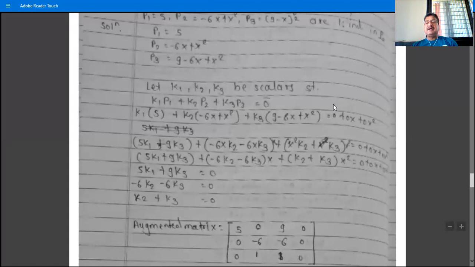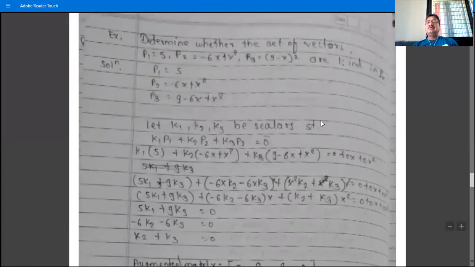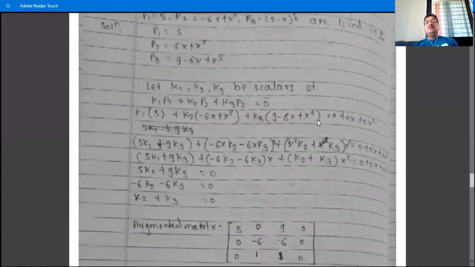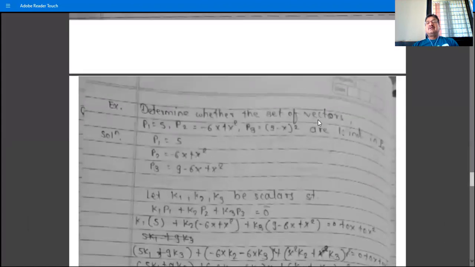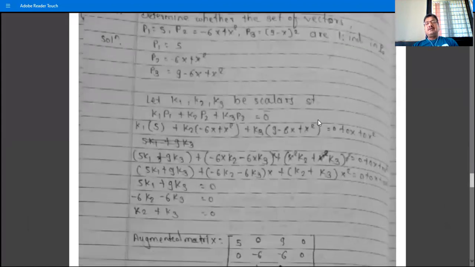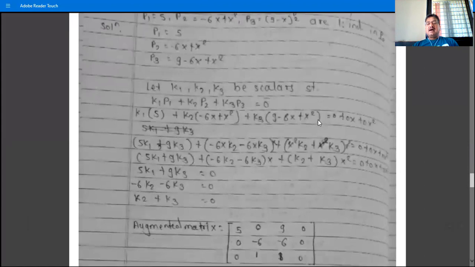That is the values of those scalars. If the values of all the scalars are equal to 0, then the given vectors are linearly independent. And if the values of k1, k2, k3, k4, that is, all the scalars are not equal to 0, then the given vectors are linearly dependent. So the procedure for all vector spaces, for all problems of linear dependence and independence, is the same.